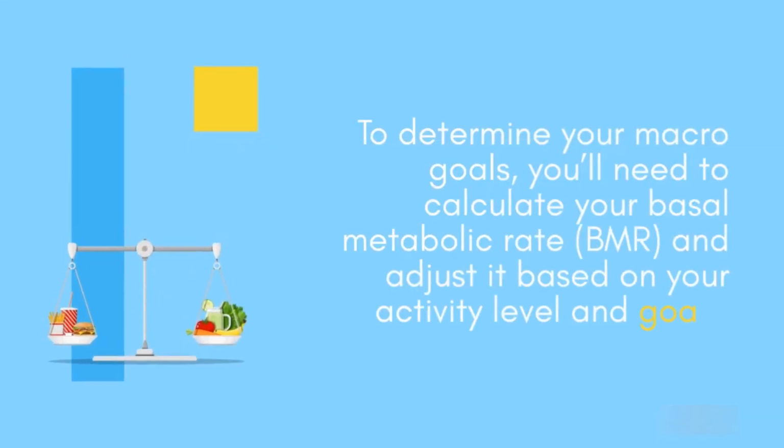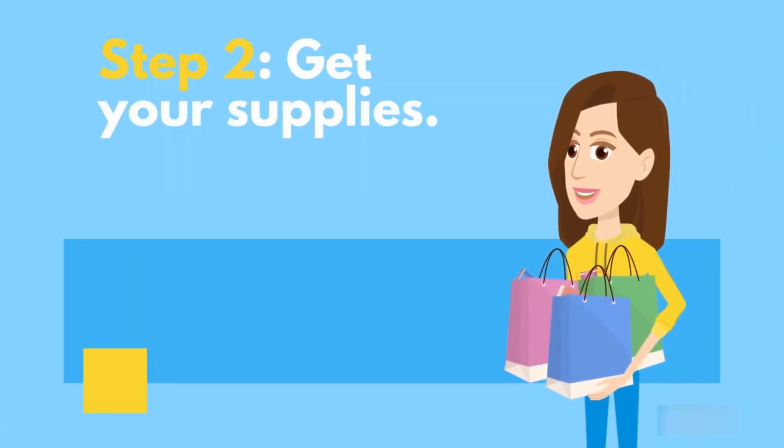To determine your macro goals, you'll need to calculate your basal metabolic rate, BMR, and adjust it based on your activity level and goals. Step 2. Get your supplies.